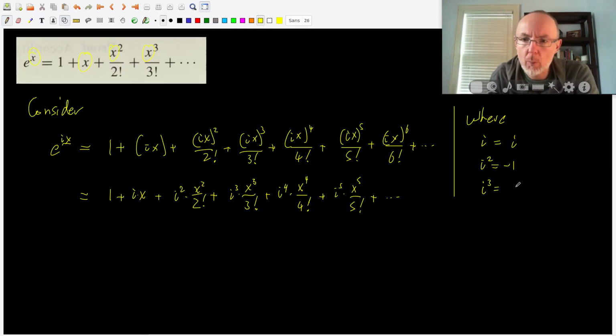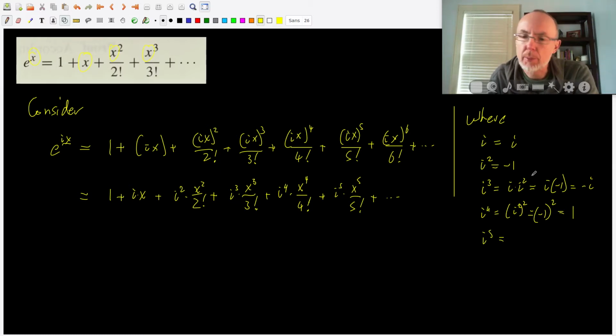Well, i cubed, one way to think about it is it's i times i squared. Well, i squared is negative 1. So this has to be negative i. What's i to the power of 4? Well, one way of thinking about it is that's i squared squared. So that's minus 1 squared, since i squared is negative 1. And that's 1.